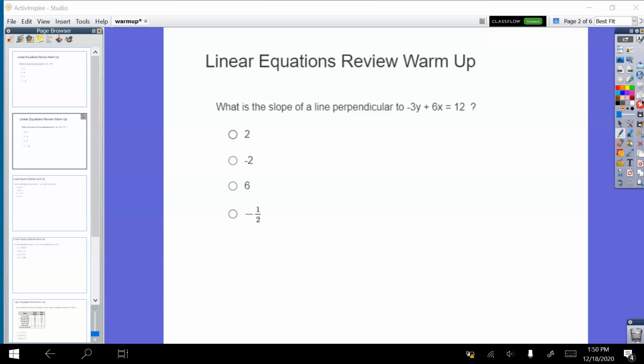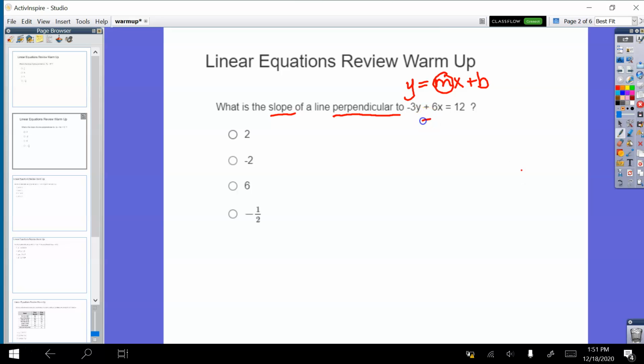So the first question is, what is the slope of the line perpendicular to negative 3y plus 6x is equal to 12? So our key word here is perpendicular, and we're looking for the slope. Now looking at the equation we have right now, it's not given in slope-intercept form, and that's the easiest way to pull out the slope. We know the slope is the coefficient before the x. So let's manipulate this equation and solve for y.